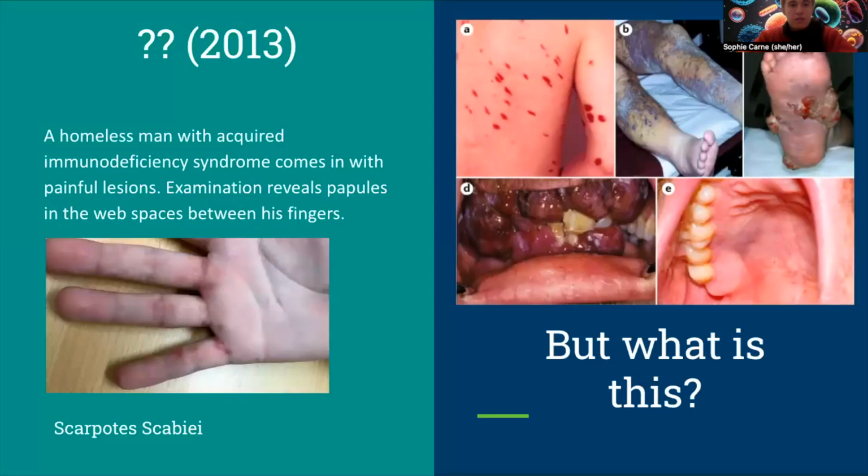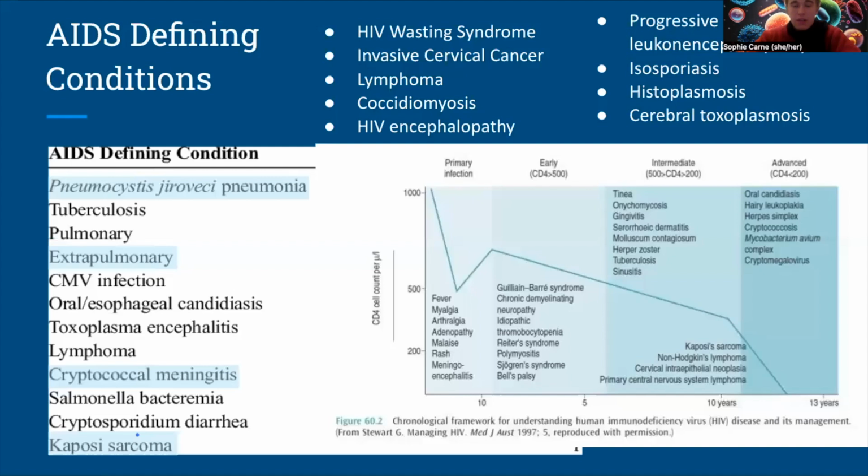So, what is this? A homeless man with acquired immunodeficiency syndrome comes in with painful lesions. Examination reveals this. Well, I put the answer here. This is scabies, and that's just because of immunosuppression.